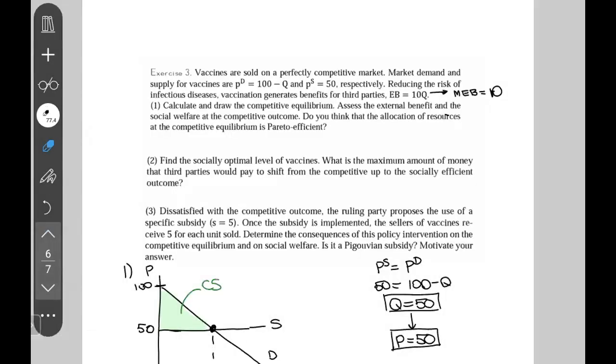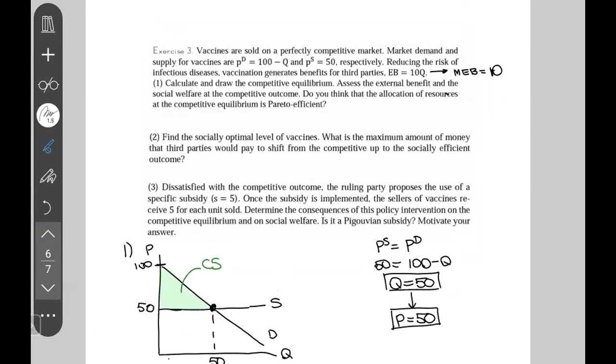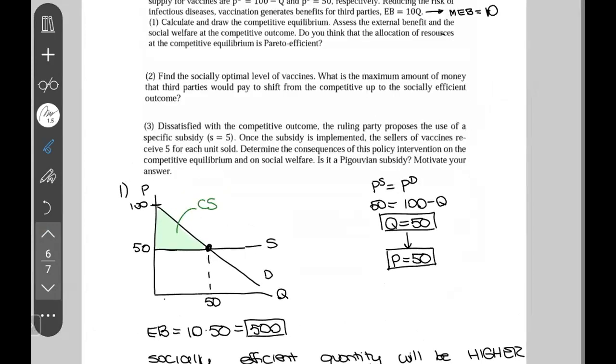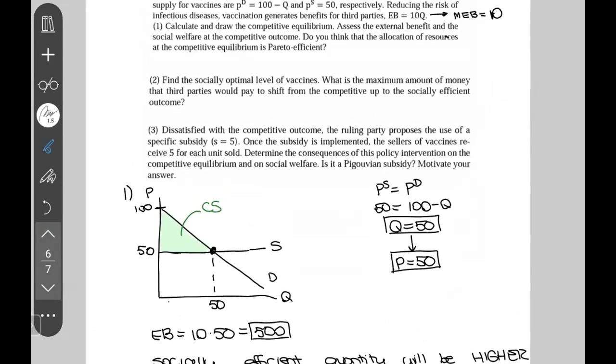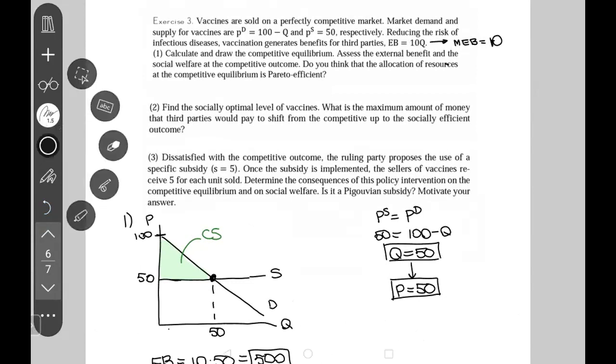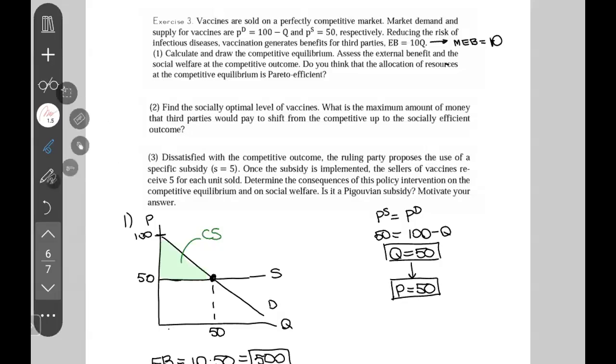So basically we have that previously for the supply function, we had 100 minus Q. Now we can see that the marginal external benefit was 10. So the idea is that if they were internalizing that, they would get an extra 10 euros per unit. So essentially the demand would shift, and it would shift specifically to the right.